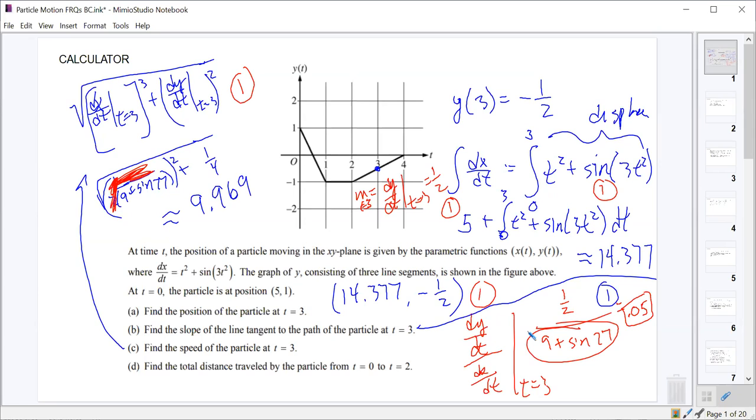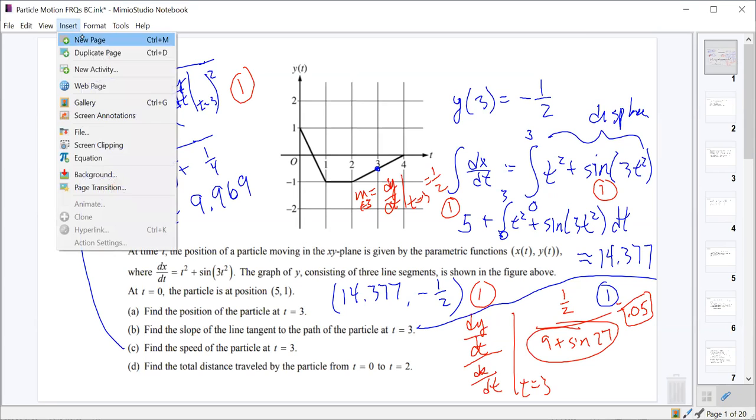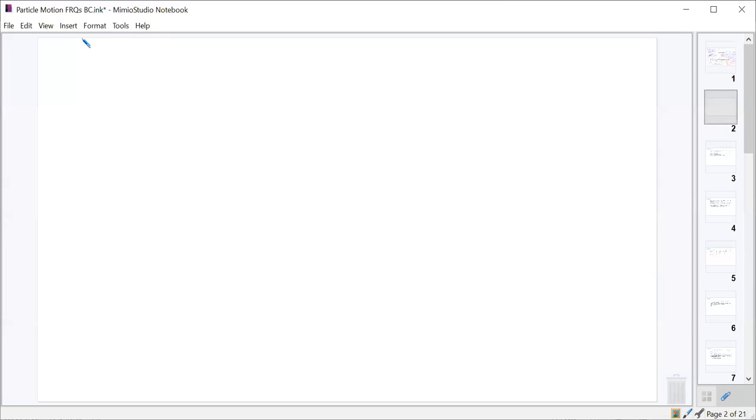Okay. All right, and then part D. I'll probably get a new page for part D. Part D just wants the total distance traveled by the particle from 0 to 2. The total distance traveled, if you are looking at a velocity vector, should just be the integral of the square root of the x component squared plus the y component squared.